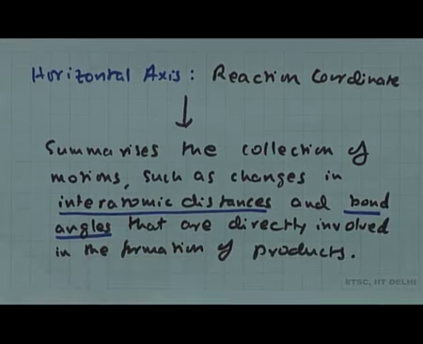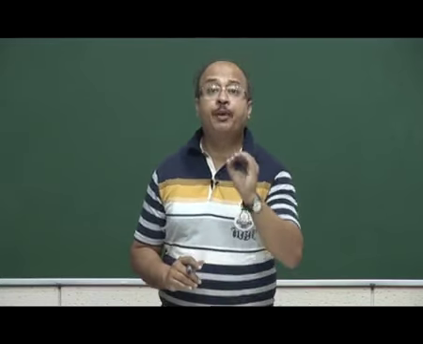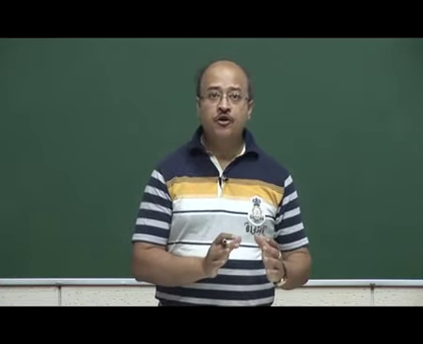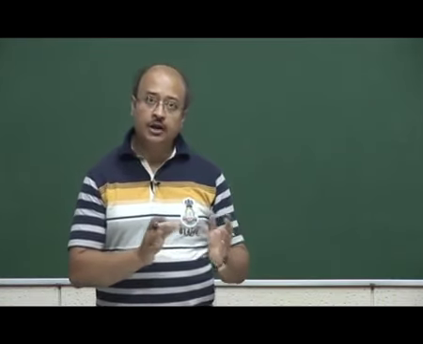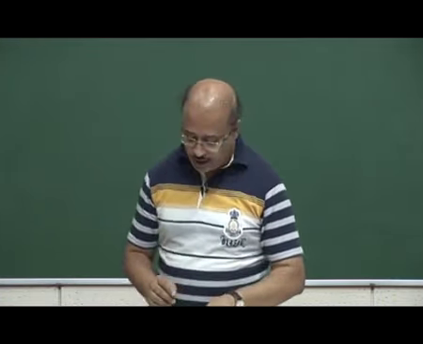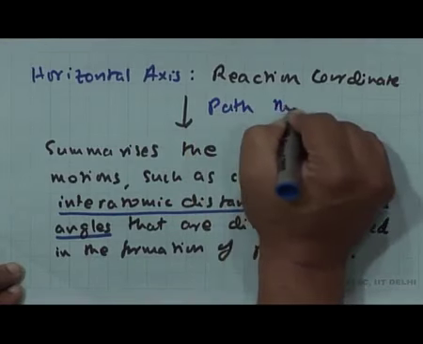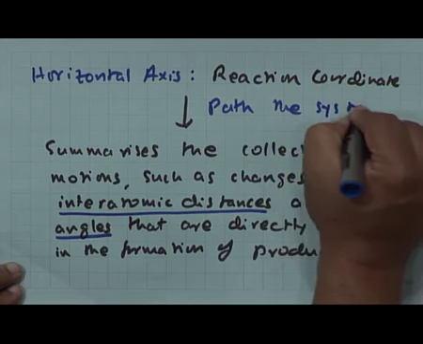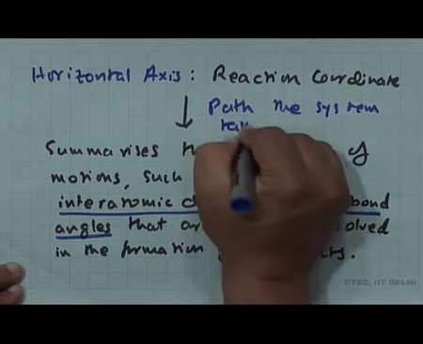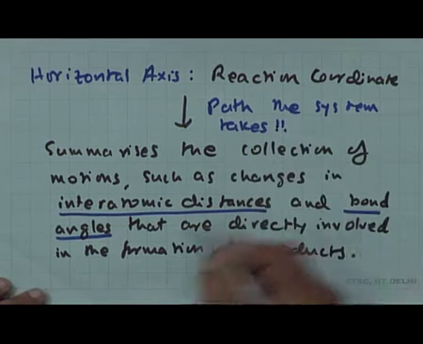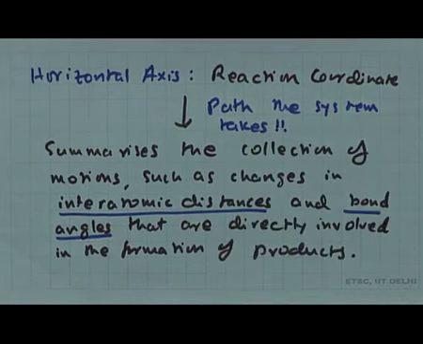So, then what does it tell you again? Then it tells you that it represents the path that the system takes when it moves from the reactant side to the product side. So, I can say then it is the path the system takes as it moves from the reactant side to the product side.